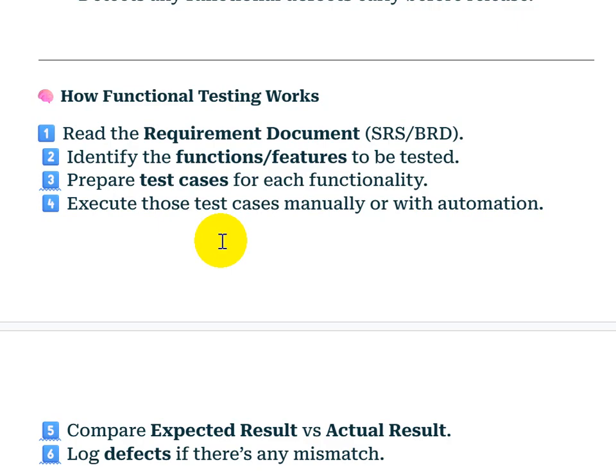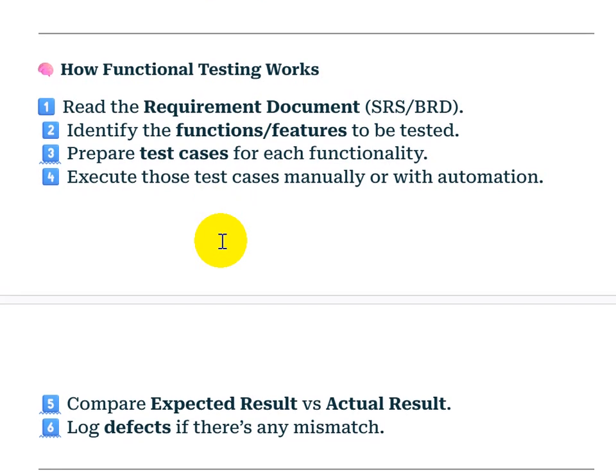So there are two types of testing. One is manual testing and another one is automation testing. We can choose any one of them or we can choose a hybrid model. We can take 60% manual, 40% automation. And based on that, we can execute whatever test cases we have created against the application.